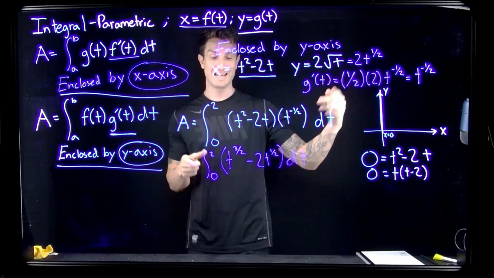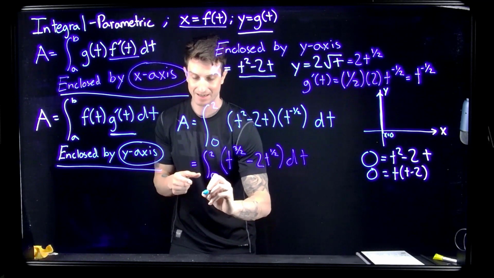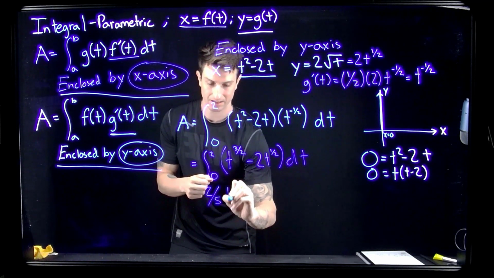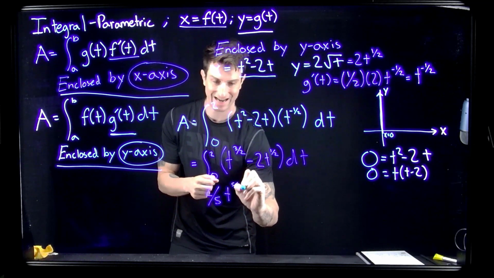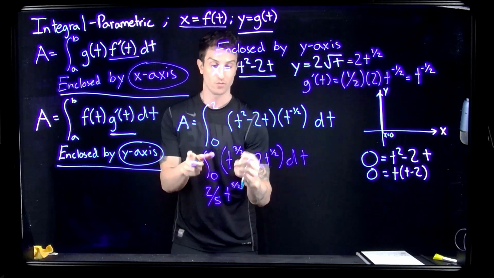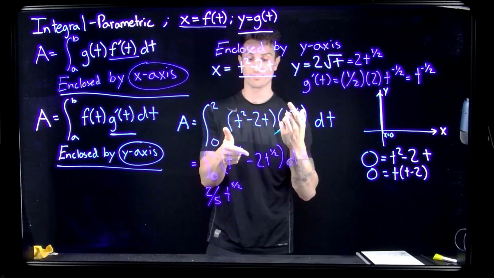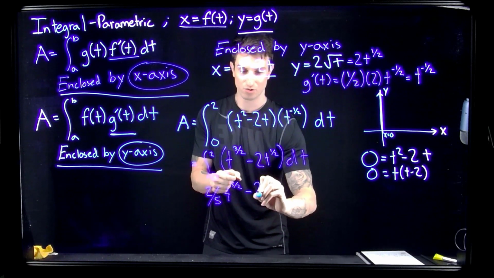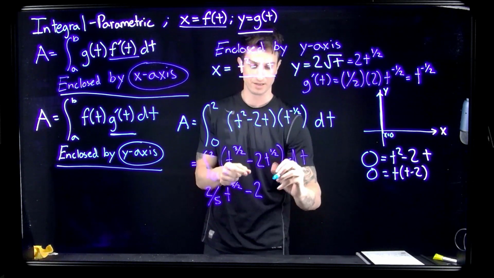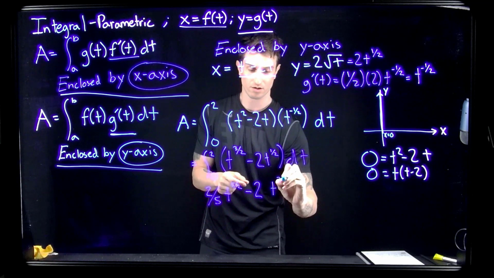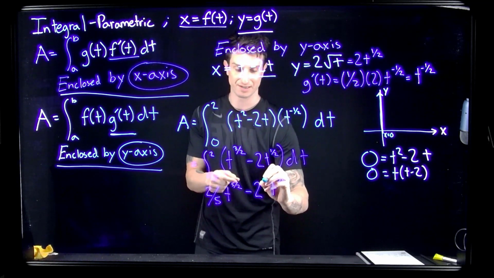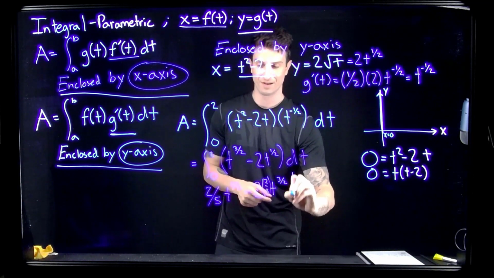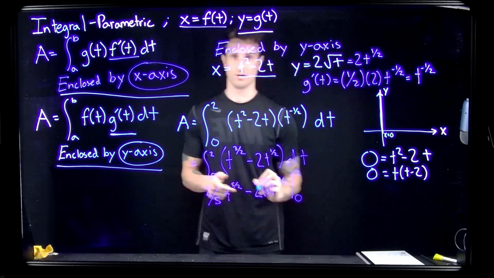So now we're adding and then dividing. We'll end up with 2/5 t to the 5 over 2. So we added 1 to 3 over 2 to get the 5 over 2. We divide by 5 over 2, which is the same as multiplying by the reciprocal. That's how we get that 2/5. So minus 2 times, we're going to add 1 here, so we'll have 3 over 2. We'll divide by 3 over 2, which is the same as multiplying by 2/3. We'll squeeze that in there. And we need to evaluate from 2 to 0.